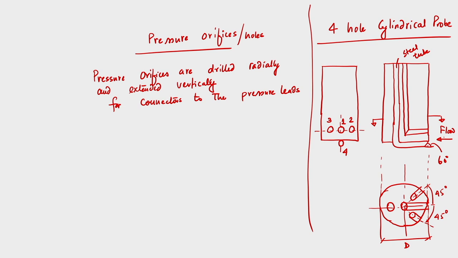Now we will see that this four hole cylindrical probe is even better compared to the wedge shape and the cantilever type pitot cylinder, because this can be placed even in a region which is close to the boundary. We will discuss that in detail today. We have just seen the geometrical construction of the probes.